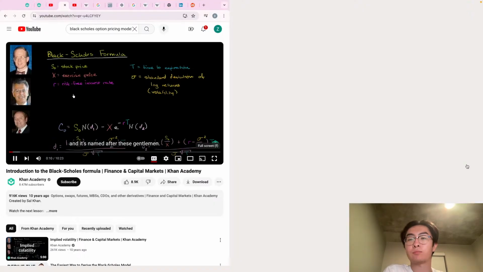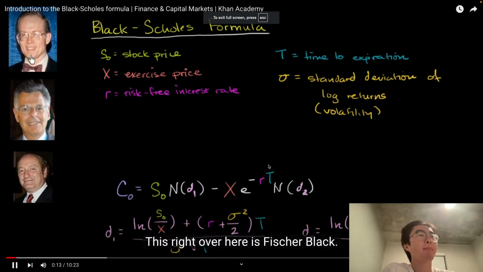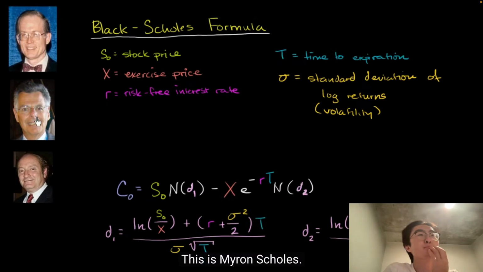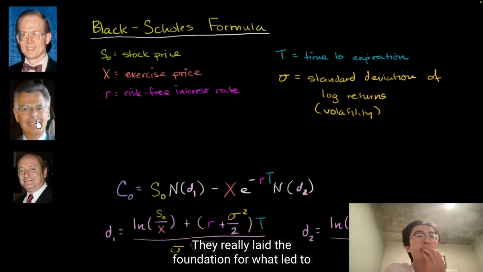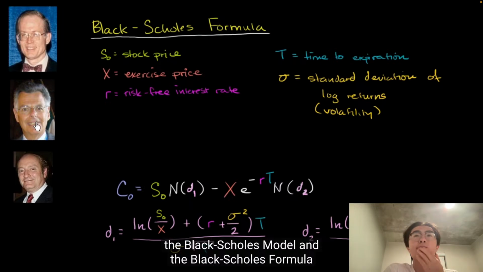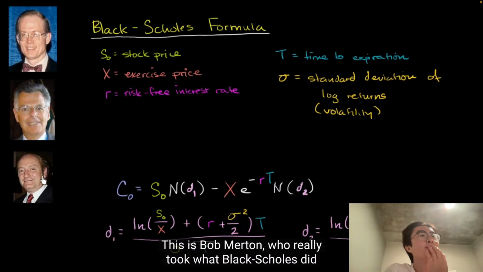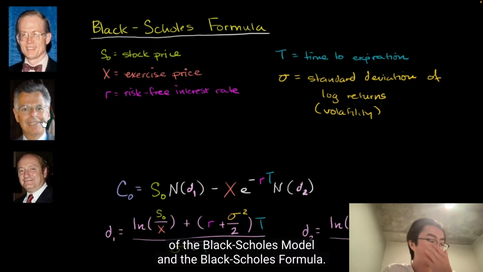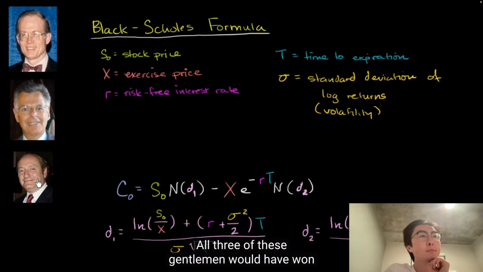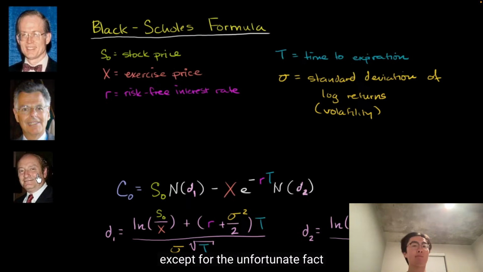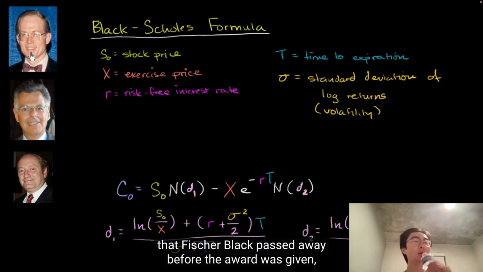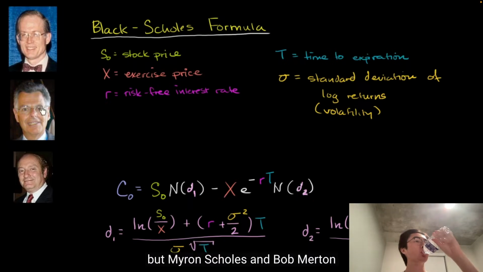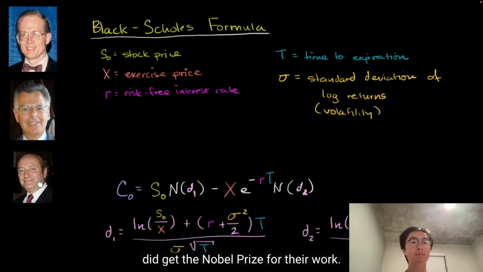Black-Scholes-Merton formula, and it's named after these gentlemen. This right over here is Fisher Black, this is Myron Scholes, and they really laid the foundation for what led to the Black-Scholes model and Black-Scholes formula, and that's why it has their name. And this is Bob Merton, who really took what Black and Scholes did and took it to another level to really get to our modern interpretations of the Black-Scholes model and the Black-Scholes formula. And all three of these gentlemen would have won the Nobel Prize in economics, except for the unfortunate fact that Fisher Black passed away before the award was given, but Myron Scholes and Bob Merton did get the Nobel Prize for their work.